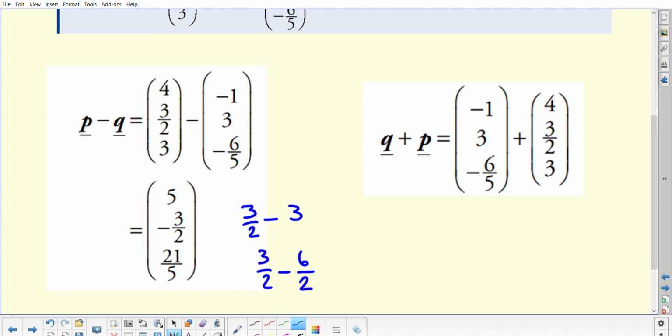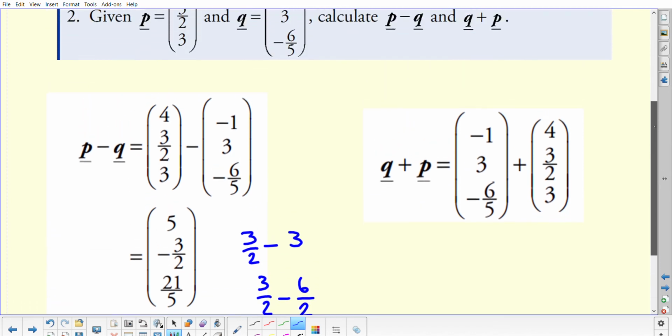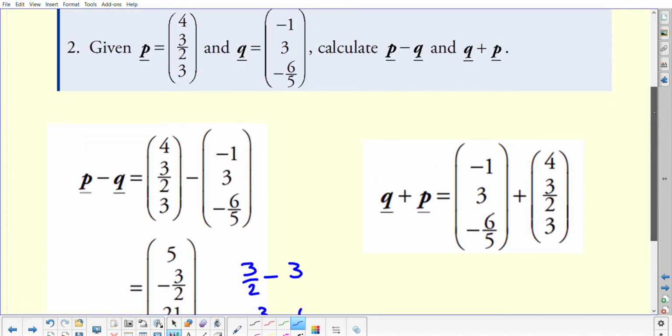And likewise, when you're doing 3 minus 6 over 5, that would become 3 plus 6 over 5, and again you could write the whole number of 3 as 15 over 5 plus 6 over 5, and that's where the 21 over 5 comes from. So it is just about using your fractions.